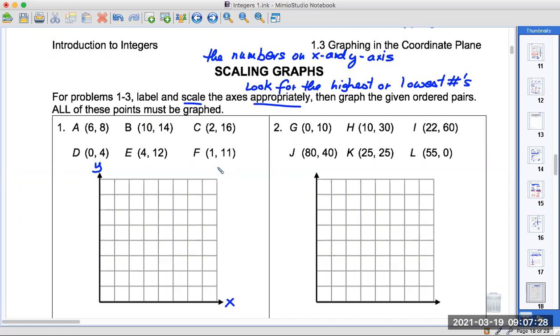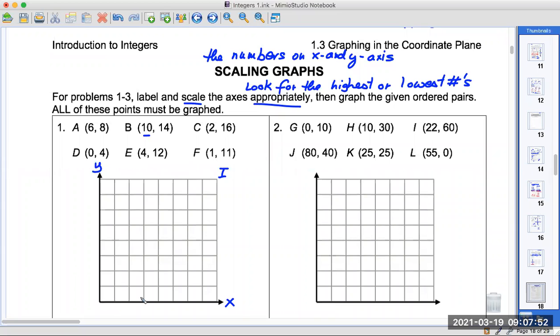This is quadrant 1, by the way. Remember, this is all positive. Notice all our numbers are positive numbers. I don't see any negative numbers. That's why we can fit them in quadrant 1. Now look for the highest x. 6, 10. Ooh, that's high. 2, 0, 4, 1. So 10 is your highest x.